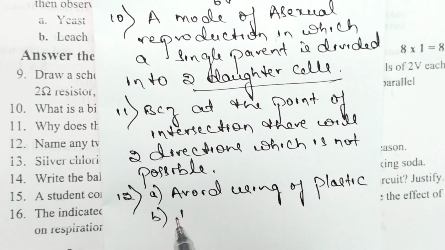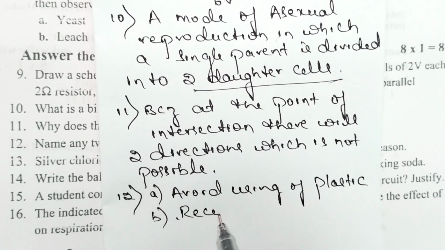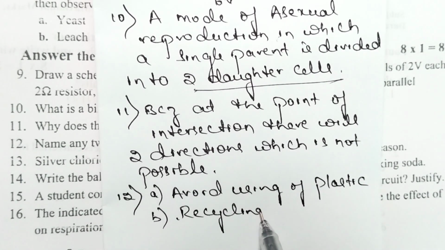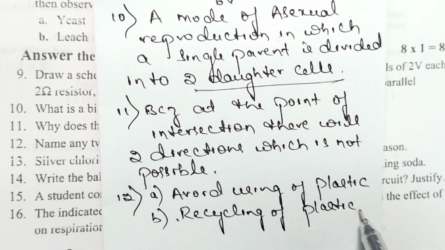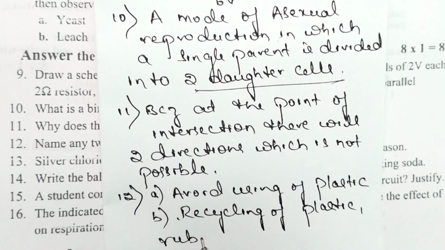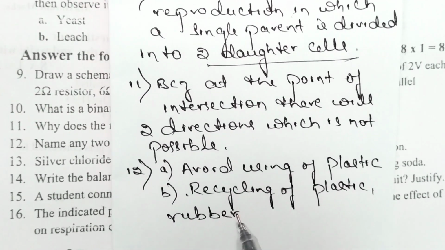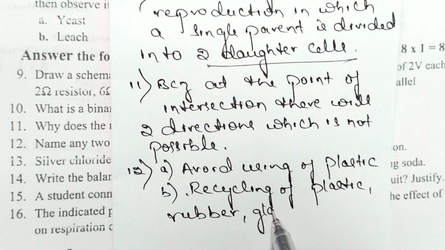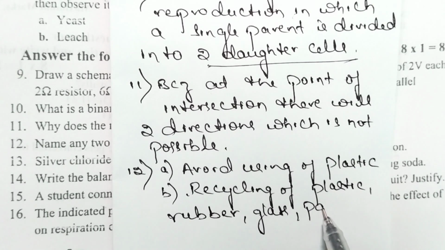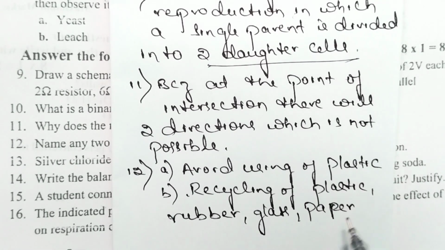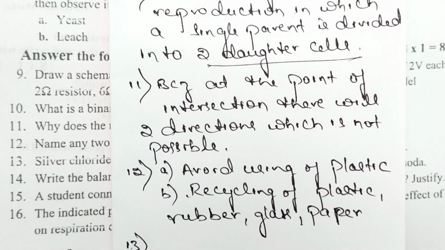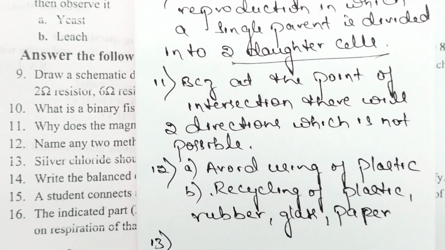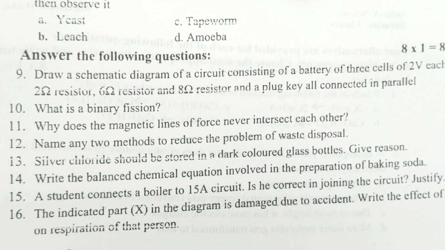The second one is recycling of plastic, rubber, then glass, rubber, plastic, paper, all these should be recycled. By recycling we can reduce the waste disposal. So this is the answer for the 12th one.